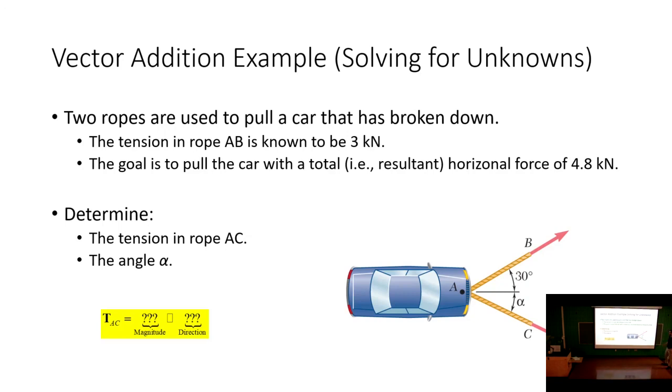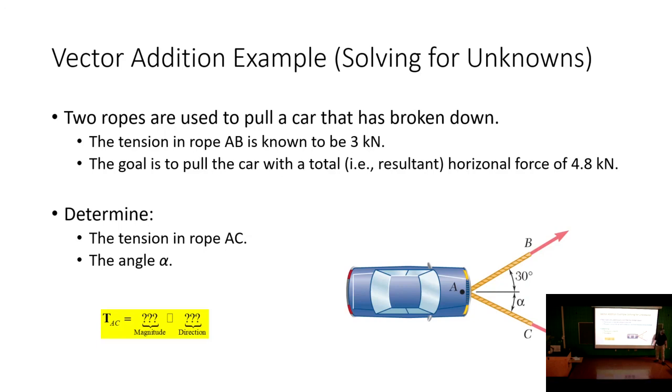Now the goal is I have one person yanking on it with a known force and a known orientation. I want to know what this magnitude and this orientation needs to be such that the resultant is horizontal, okay? And specifically horizontal with a magnitude of 4.8 kilonewtons. Now I think that kind of makes sense. I mean, if you have a car that's stuck, right, and you're yanking on it, the goal would be for the car to move this way, right? So the idea is I know this force, okay?